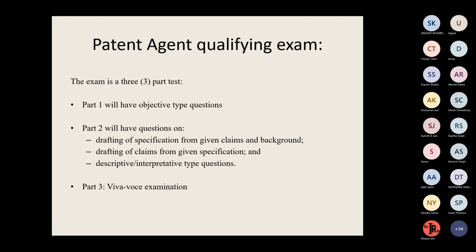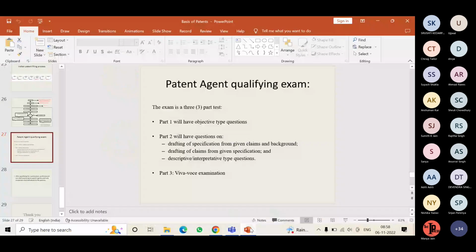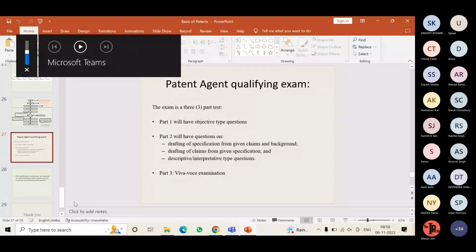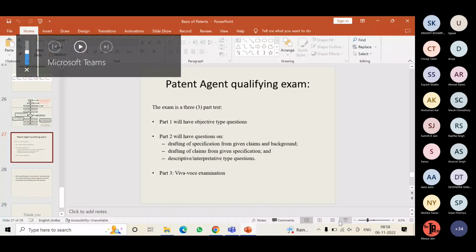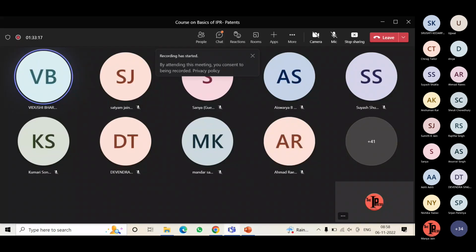Yeah. So then only you will be called for Viva. And in total, the Viva is of 50 marks. So in total, one needs to have 150, including all three papers. One needs to have 150 to be qualified as a patent agent.